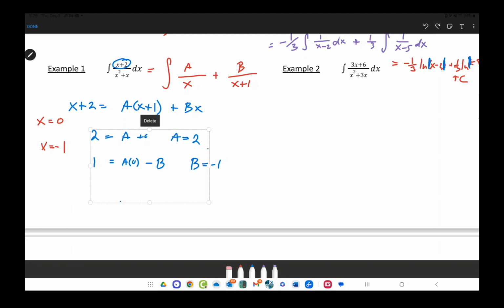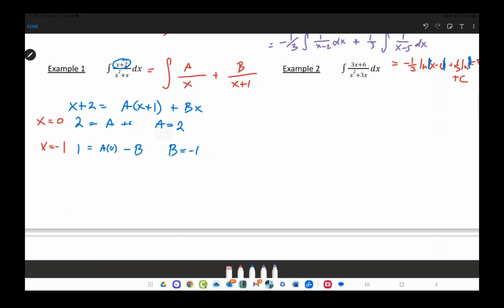So is the goal to turn everything on the inside into 1 over something? Yes. We want 1 over some function because we know the antiderivative of 1 over a function is the natural log of that function.